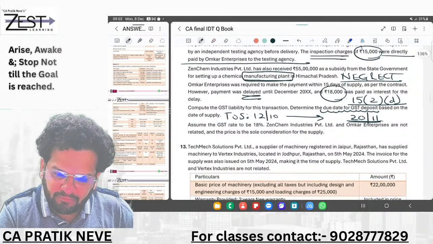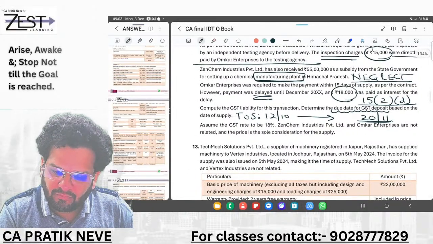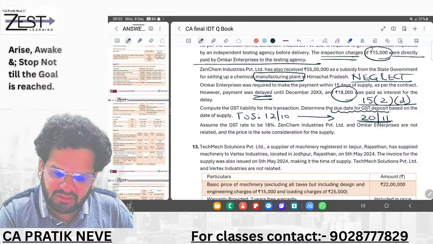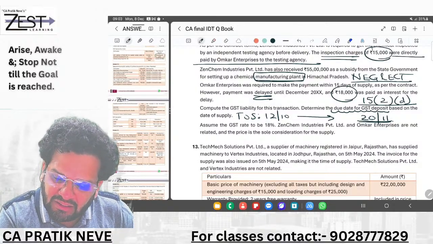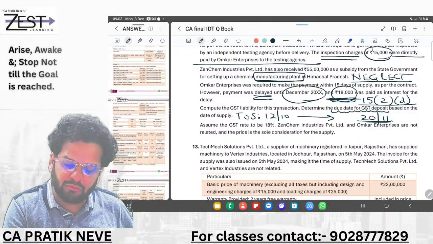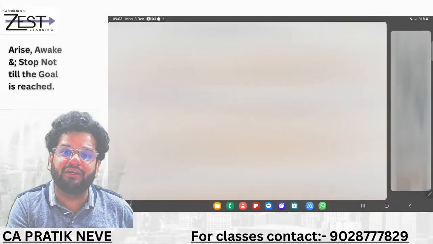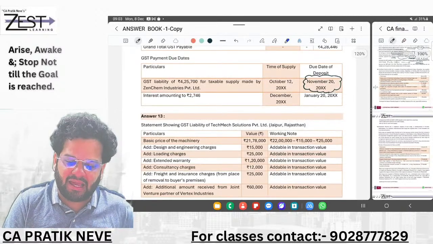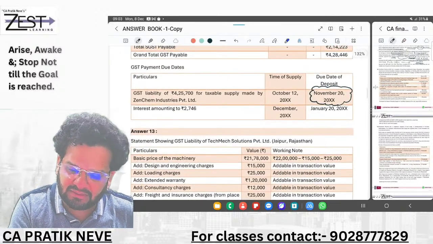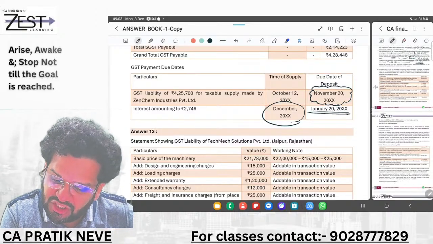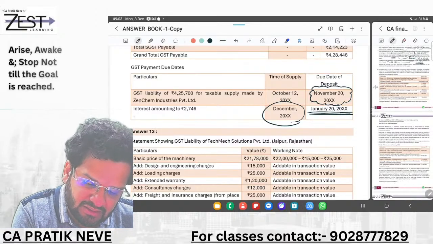Omkar Enterprises was required to make payment within 15 days. However, payment was delayed until December. So I'm assuming that this 18,000 rupees of interest was paid in December. So for that, the time of supply is December. So due date of payment will be Jan 20. Here, time of supply is December.